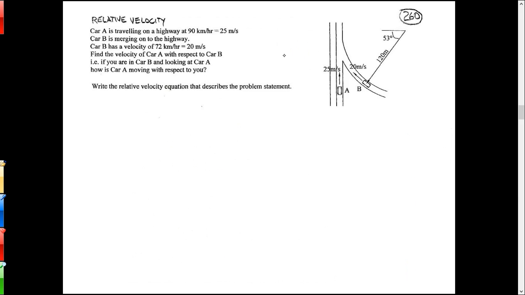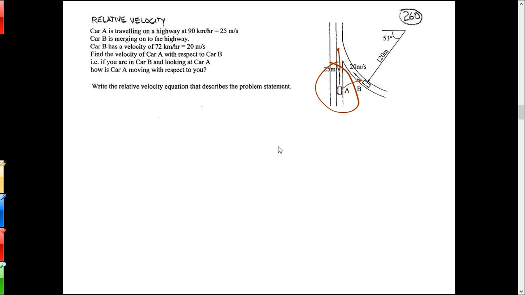So sometimes when I'm going down the highway, I might be here heading down the road and I'm looking over at this car that's merging to see how they're going to fit in with me. And what they appear to be doing from my point of view is approaching me from the side, because we're both moving about the same speed north, but they're moving west and I'm not. So they kind of appear to be coming right at me. So let's have a look at this mathematically and see how we would describe the relative velocity.